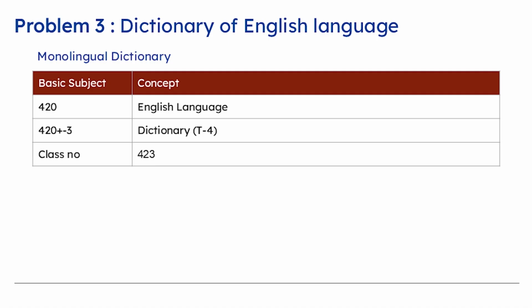Now, what is the basic subject? The basic subject is, we can say, 400 language. Then we see here that 400 is divided by language: 420 English, 430 German, 440 French, 450 Italian, 460 Spanish, 470 Latin, 480 Greek, 490 other languages. So 2 to 9 mean specific languages. Here our problem is the English language, so 420 is English language.